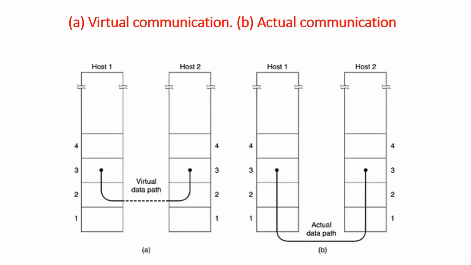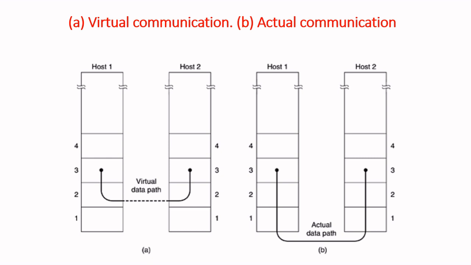In this diagram, it is shown how virtual communication is done and how the actual communication happens in the data link layer. In the figure, there are two devices, host A and host B. These are the layers: layer 1, layer 2, layer 3, layer 4. What we want is that the packets should be transferred from layer 3 of host 1 to layer 3 of host 2. So this is the virtual data path.